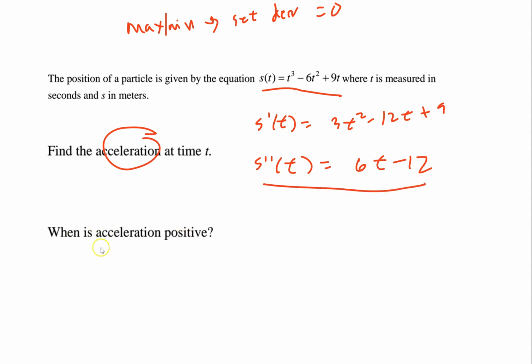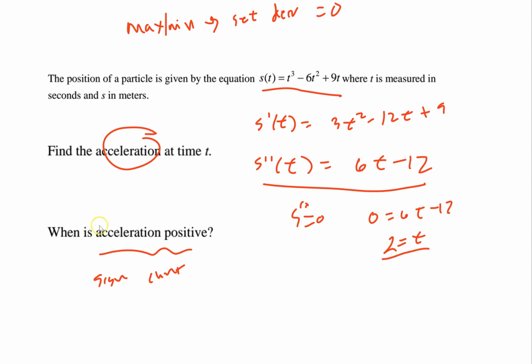When is the acceleration positive? Again, they're asking me if it's positive or negative. That's a sign chart, so we'll do another sign chart. Now it's time for the second derivative. I set this thing equal to 0, so 0 equals 6t minus 12. At 12, t is going to equal 2.